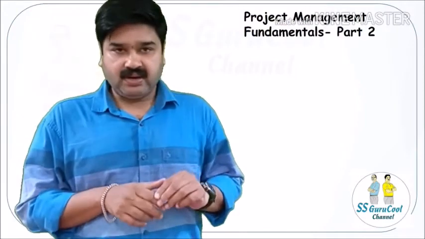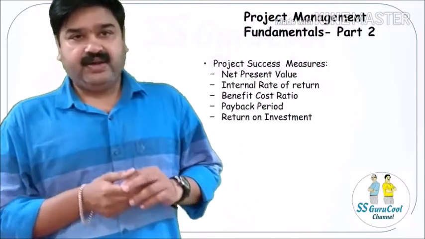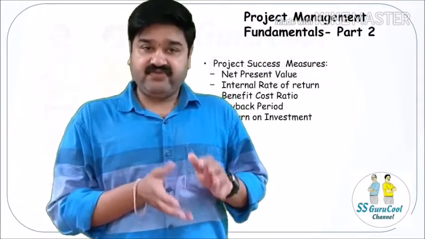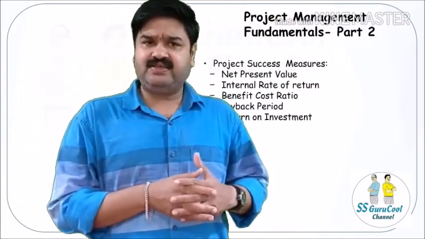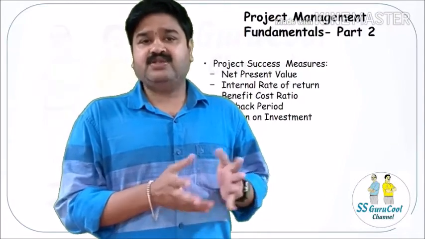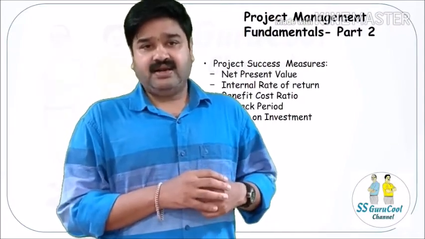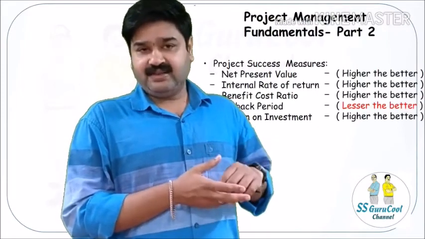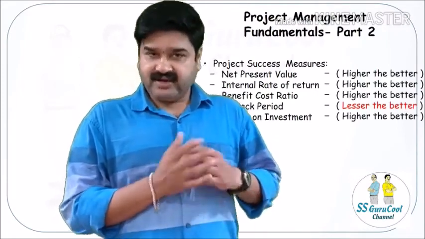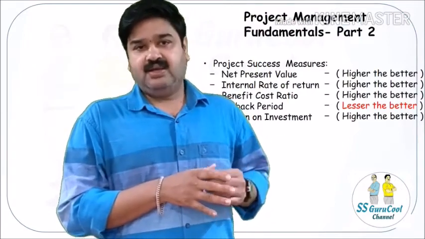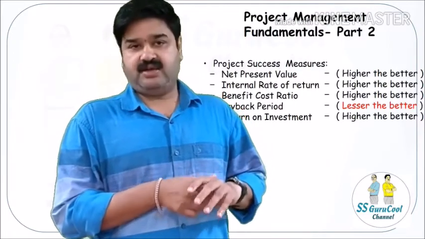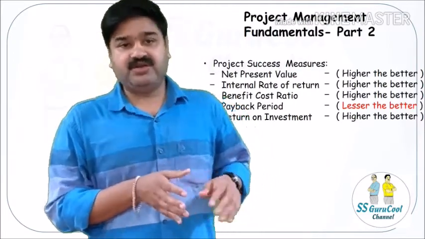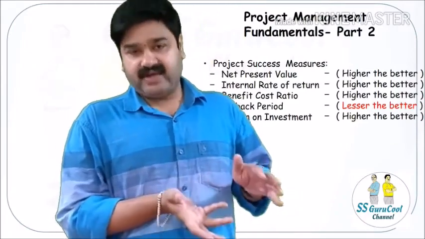In this we will see some of the quantitative project success measures. They are net present value, internal rate of return, benefit cost ratio and payback period. Now you really don't have to get into the mathematics of all these equations, but we need to understand what is better, higher or lower. To start with, net present value: the higher is better, the lower is not so desirable. Internal rate of return: the higher is better, the lower is not so good. Payback period: the lesser the payback period, the better the project. And lastly, benefit to cost ratio: the higher the benefit to cost ratio, the better the project is.